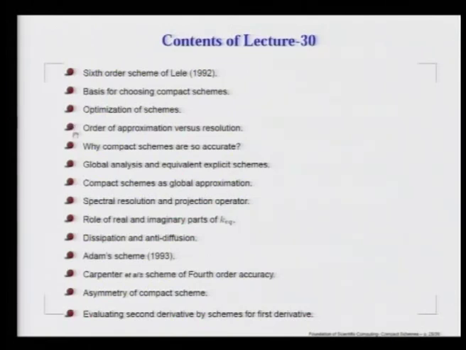approximation. And in the process, we also figure out why compact schemes are so accurate as compared to other methods, because of their global nature, and that global nature can be found out very clearly by an analysis that we have developed, the spectral analysis tool. We can figure out that this implicit method, when written as an equivalent explicit scheme, is equivalent to a 20th or higher order accurate scheme.